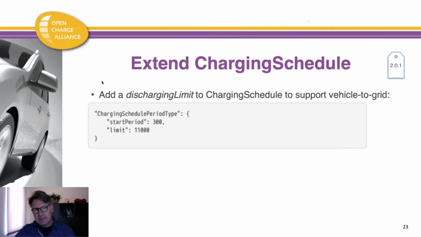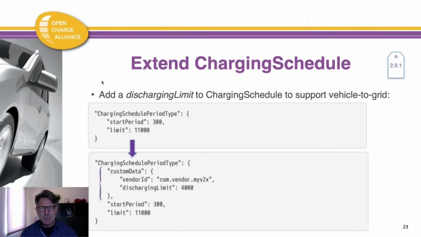Suppose I have a setup where I want to experiment a little bit with vehicle to grid on my charging station, and I want to use the charging schedule for that. So I want to extend the existing charging schedule with a discharging limit. The normal charging schedule period, you see it here, has a limit, which is the charging limit, and I want to add a discharging limit.